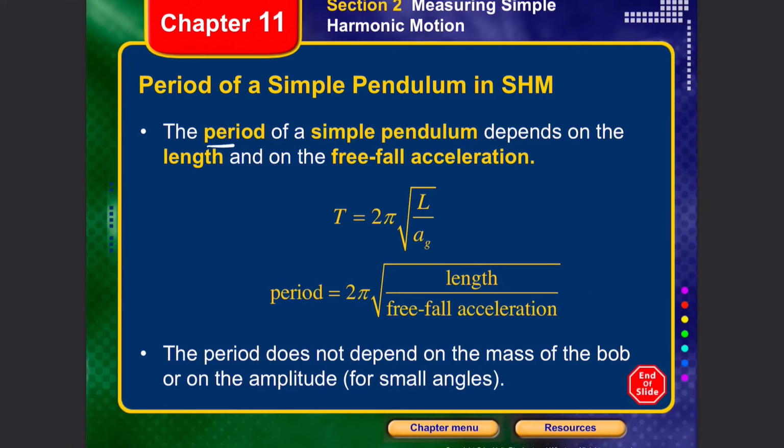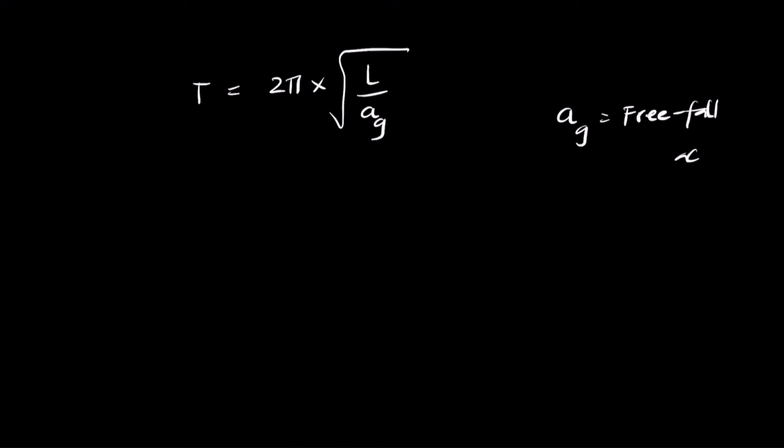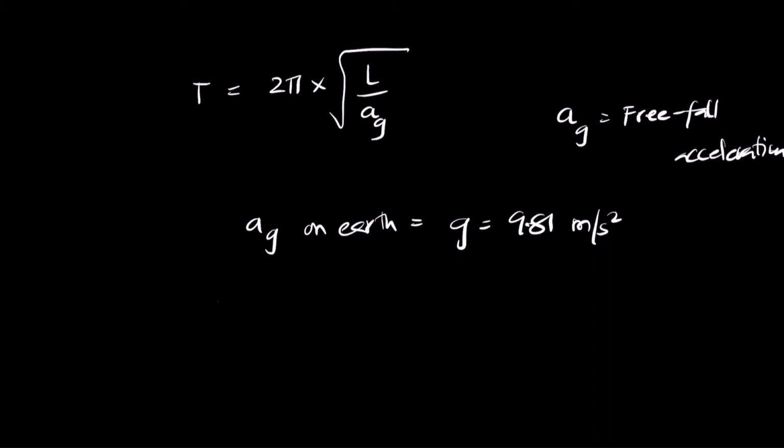So what is the time period of a simple pendulum? The period of a simple pendulum depends on two factors, the length and the free fall acceleration. So the time period T can be written as 2 pi times the square root of L over a_g, a_g here representing the free fall acceleration. This value a_g on Earth equals g, which is 9.81 meter per second square. So T will be equal to 2 pi times the square root of L over g.